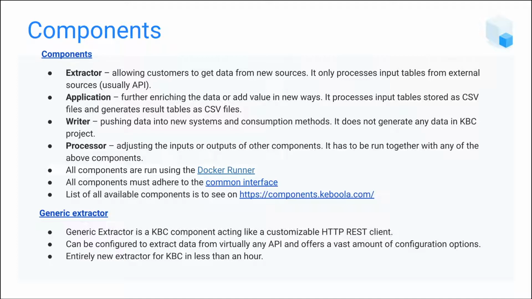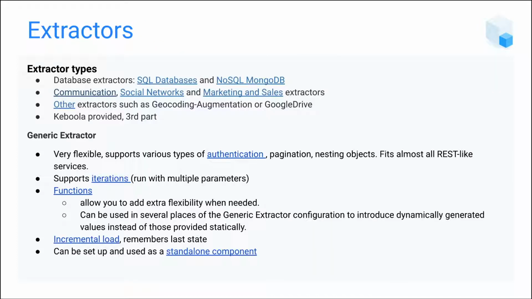We have a very special extractor as well, called generic extractor. It is a very versatile tool that allows you to connect to basically any REST API. You can configure a new extractor with documentation within an hour, so you have the data ready with a completely new extractor. The generic extractor serves as a standalone application. It supports iterations, functions, incremental load. So it's really a tool for all REST APIs.